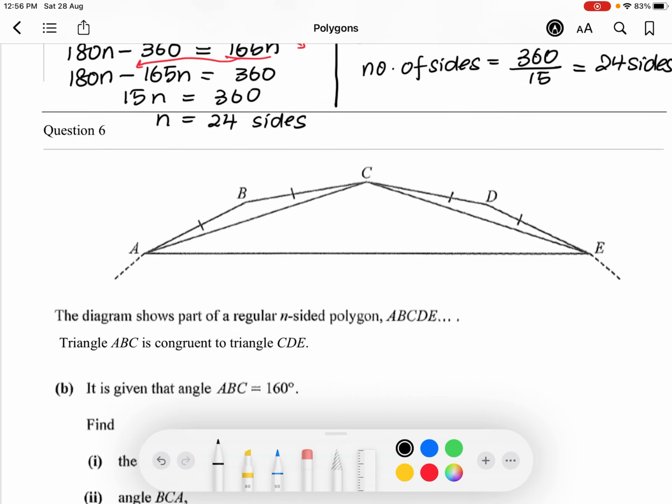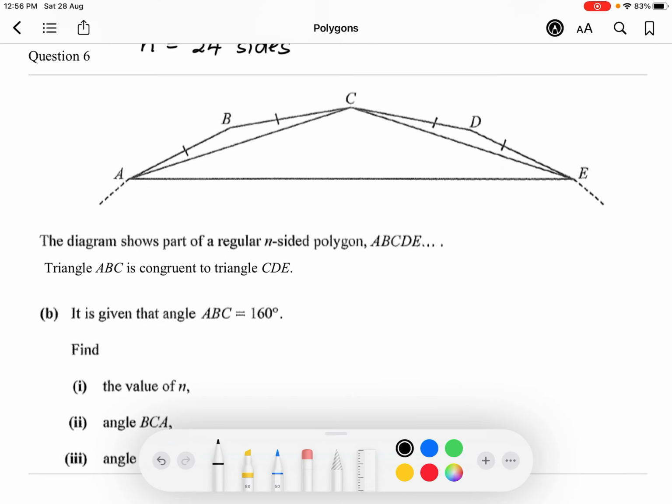Coming up next, we are going to look at question number 6. This diagram shows a regular n-sided polygon ABCDE, and it's given that triangle ABC is congruent to triangle CDE. First thing about regular, we know that the interior angles are going to be the same. So all these are interior angles, and triangle ABC is congruent to triangle CDE. That means we have a couple of the same sides and same angles.